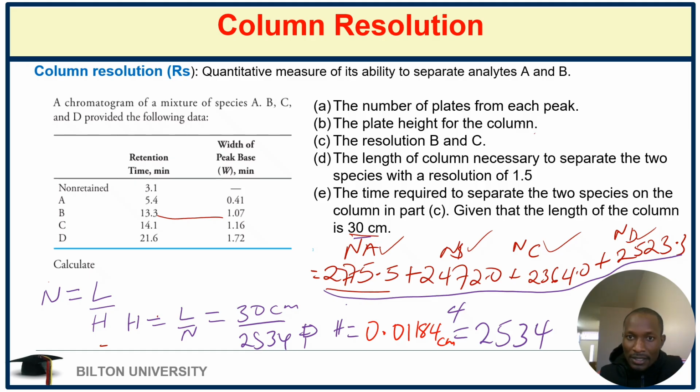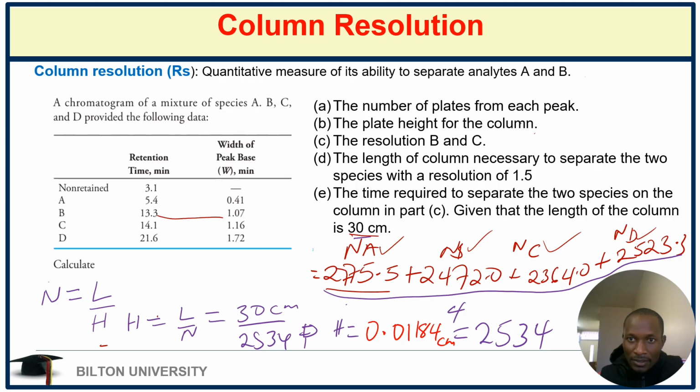If you have different peaks, you are going to calculate the number of plates of each peak. Then you find the average of all the numbers of plates. Then from there you say plate height is equal to length divided by number of theoretical plates, and then you divide and you get the plate height. So let's write it somewhere here.